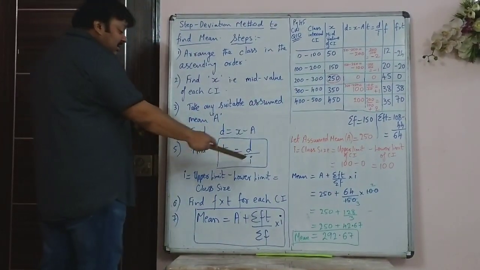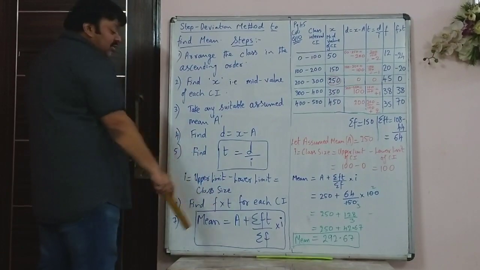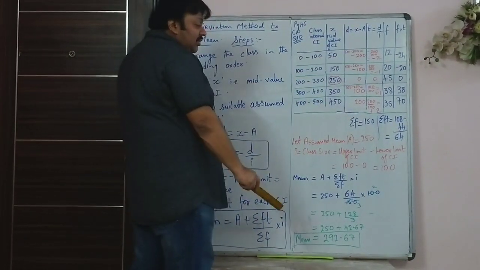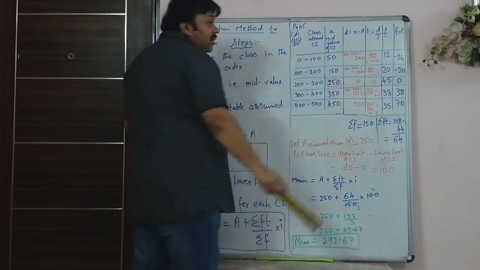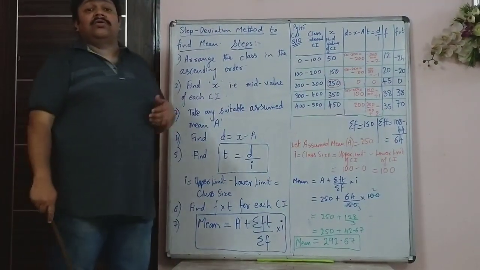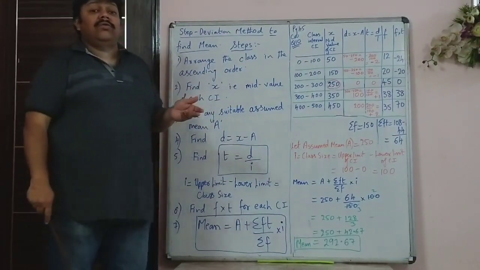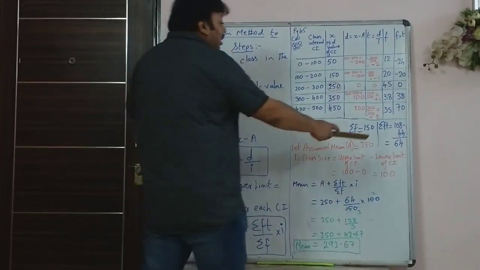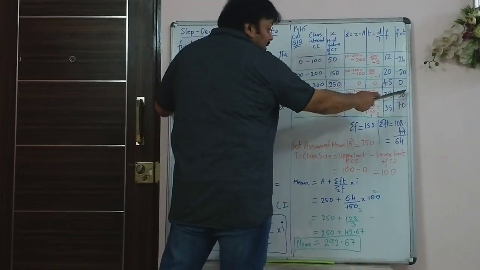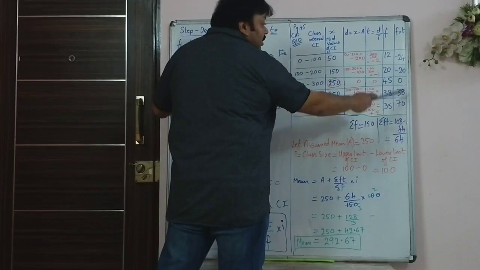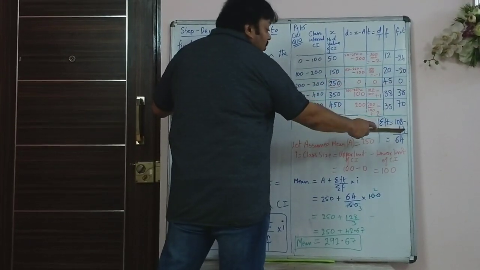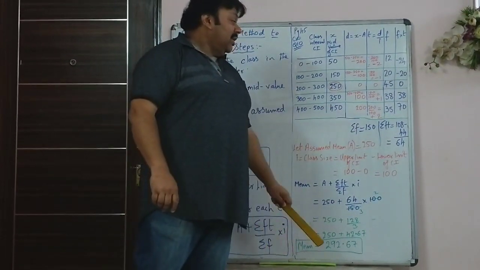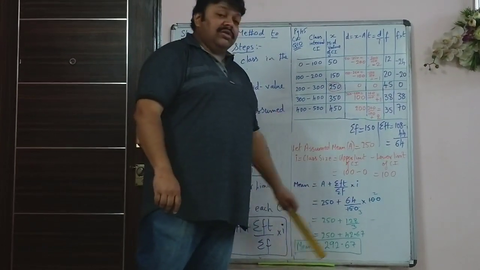So after finding t, you are finding f into t for each class, and then you add, like you did in shortcut method, it was fd, f into deviation, and you found sigma fd. Here it is sigma ft. So the positive values add up to 108, the negative values add up to minus 44. So when you add 108 plus minus 44 it is 64.